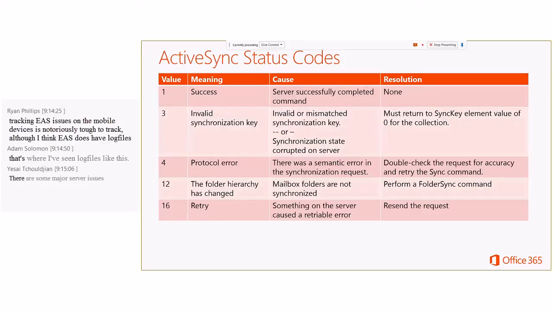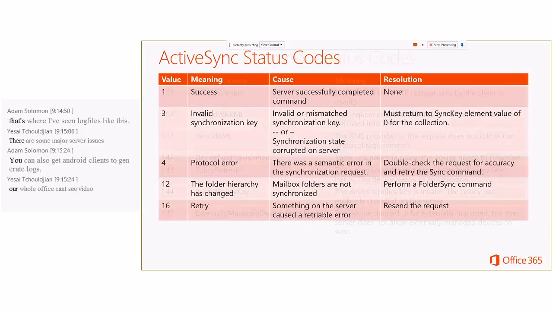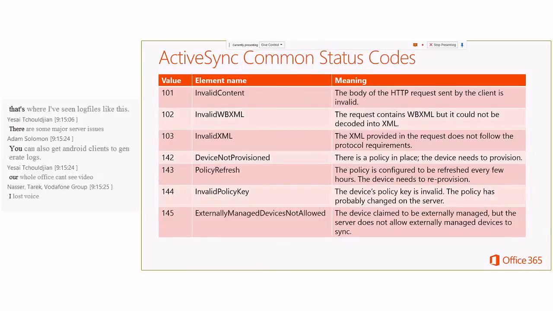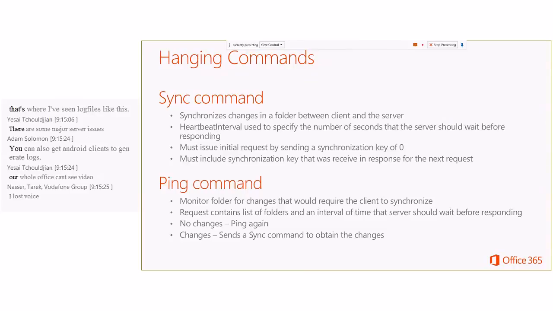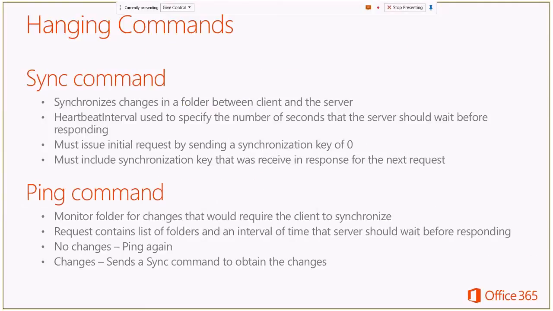Now I want to talk a little bit more about the hanging commands, how a device gets new items on it. There's two ways a device gets it. It either sends a hanging sync command or a hanging ping command. The hanging sync command synchronizes all the changes on a folder between the client and server. So it sends the sync request to the server with a heartbeat interval, and it sits on the server for that length of time unless a new item appears in that specified folder inside that heartbeat interval. If a new item is received in the folder, it'll respond with the new item in the response. And it'll also include a new synchronization key that should be included in the next request.